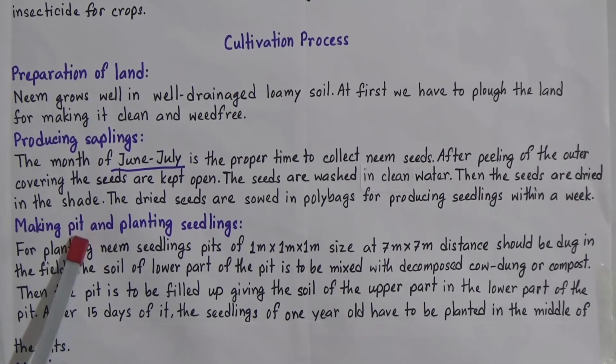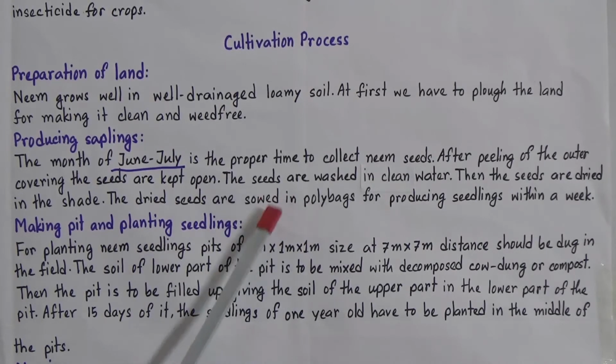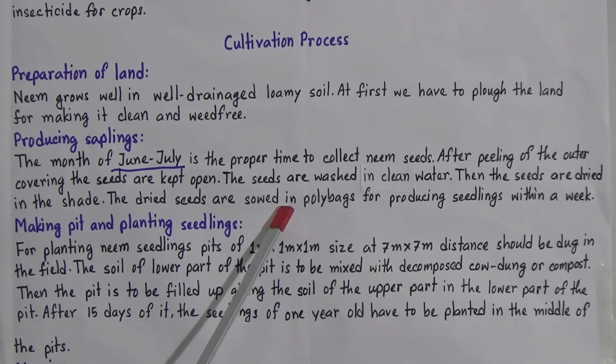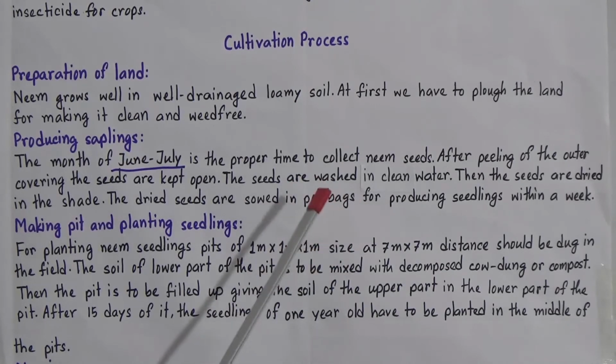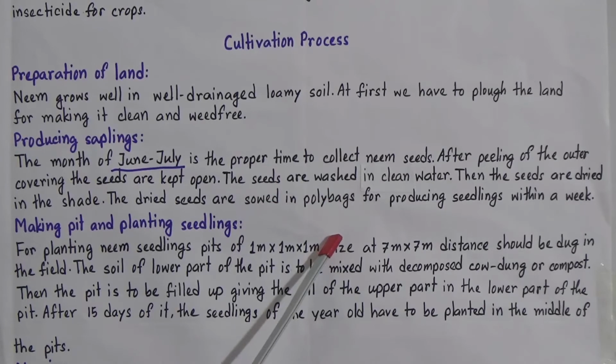So we will dry up the seeds in the shade, and then the dried seeds are sowed in polybags for producing seedlings within a week. So we will sow the seeds in the polybags for producing seedlings within a week, and the produced seedlings are to be planted in the land after 1 year. So we will plant those saplings after 1 year. So we will keep those seedlings in polybags.